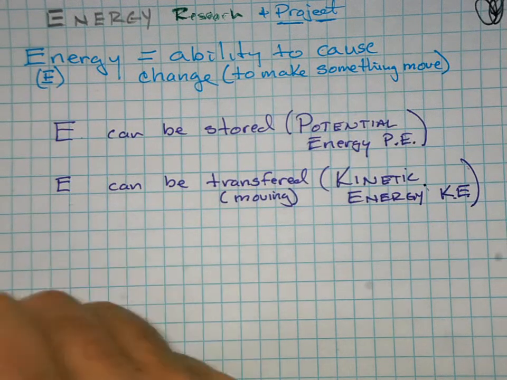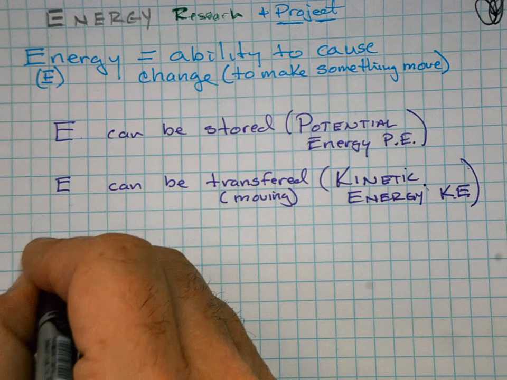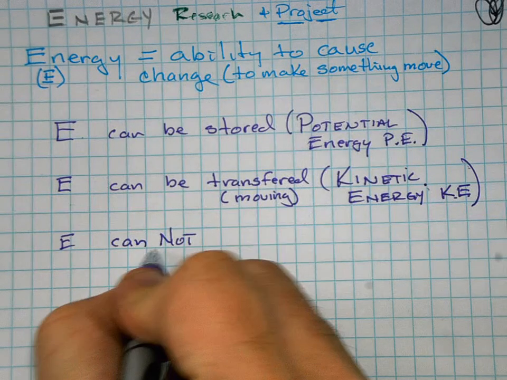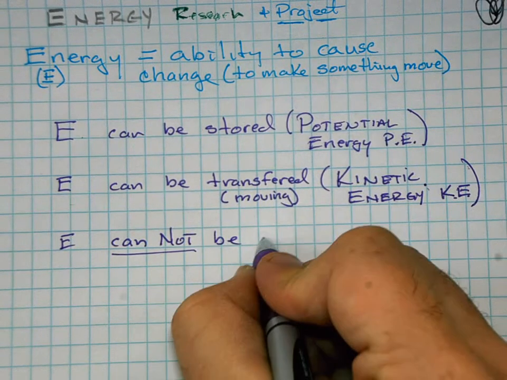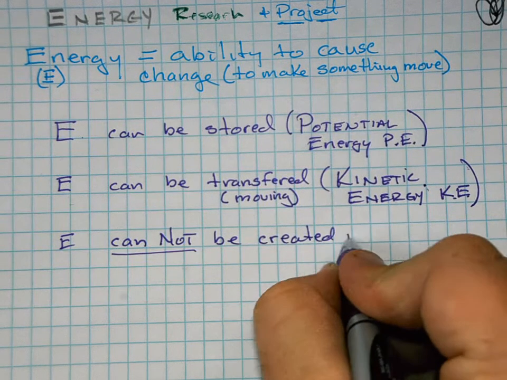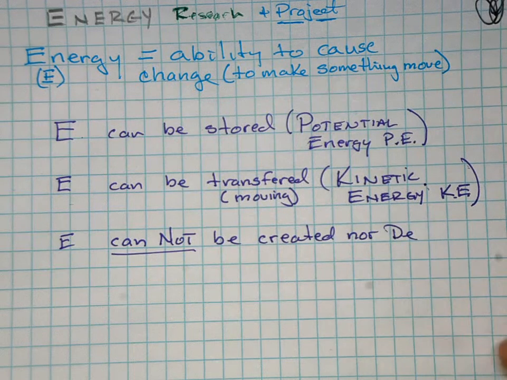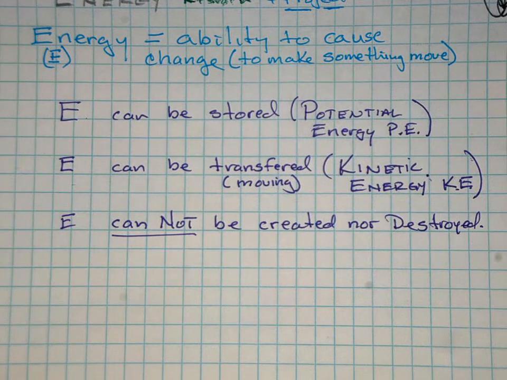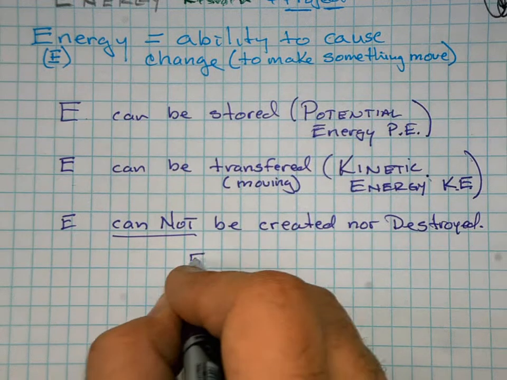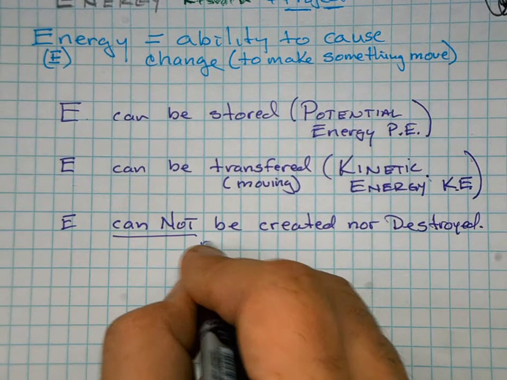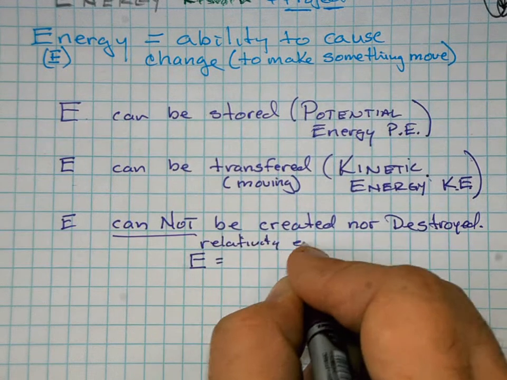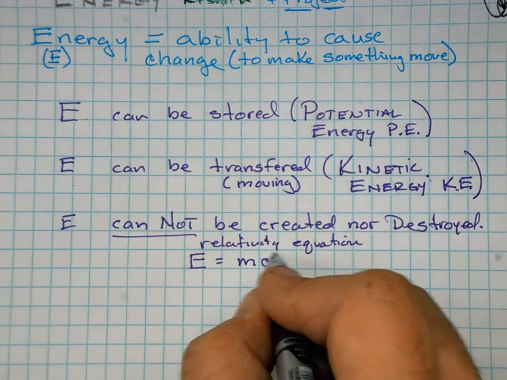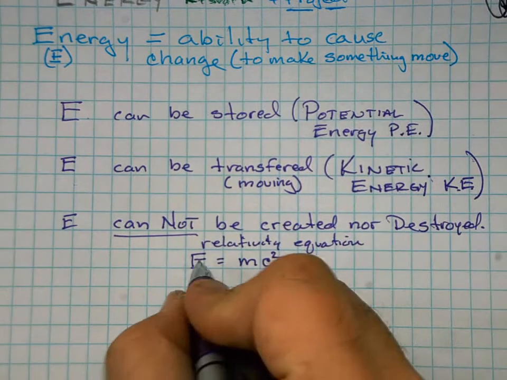One of the notes we had before about matter: we said matter, atoms cannot be created nor destroyed. Energy cannot be created nor destroyed either. Energy cannot be created nor destroyed. Einstein has this very famous relativity equation. What is E equal to? You all know this. E equals MC squared.